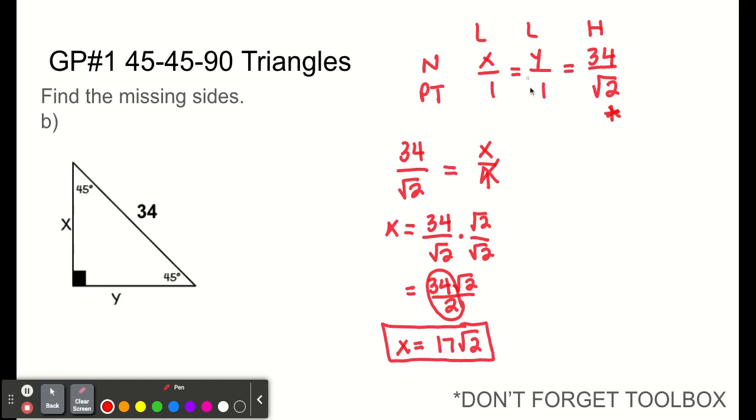Now for our y value, we know that the legs are always going to have the same measure. So we're going to get 17 radical 2. So when you see that we have a 45, 45, 90 triangle, remember it is an isosceles triangle, which means the sides opposite the congruent angles are going to have the same measure.